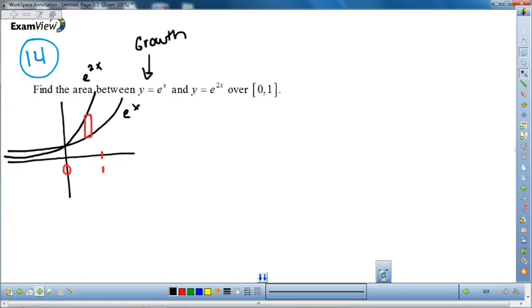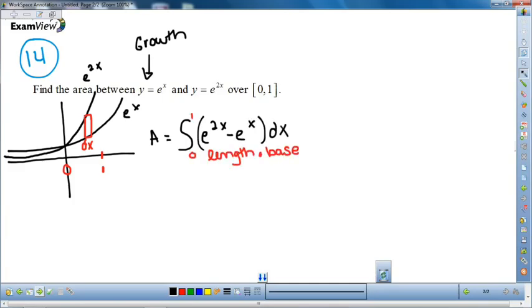To find the area, we're going to draw a rectangle and find the length of the rectangle. The length is the top minus the bottom times dx. So e to the 2x minus e to the x is the length, dx is the base. We're going from 0 to 1. So we take the antiderivative. The antiderivative of e to the 2x is e to the 2x divided by the derivative of u. Usually when we take the derivative, we're multiplying, but because we're taking the antiderivative, we need to divide.